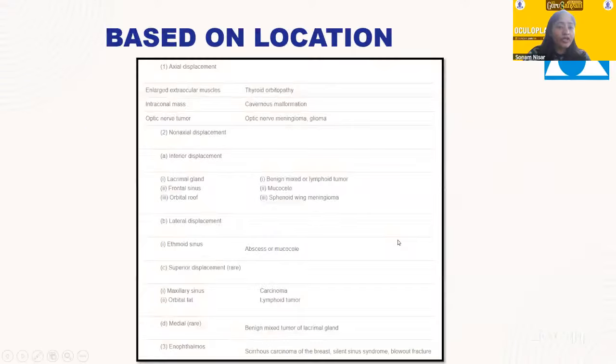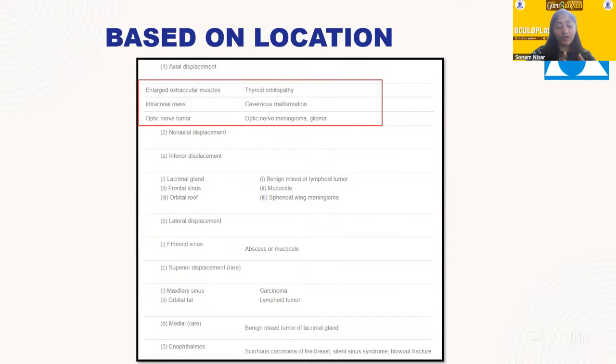So based on the location also, we can come to some provisional diagnosis, whether it's an axial displacement, an intraconal lesion like a cavernous malformation or a schwannoma. You can have enlargement of just extraocular muscles and increase in orbital fat, like in thyroid orbitopathies, or any optic nerve tumors that can be a meningioma or glioma. But this is not necessary. If you have an optic nerve tumor with a deterioration of vision, you can have associated squint and proptosis also.